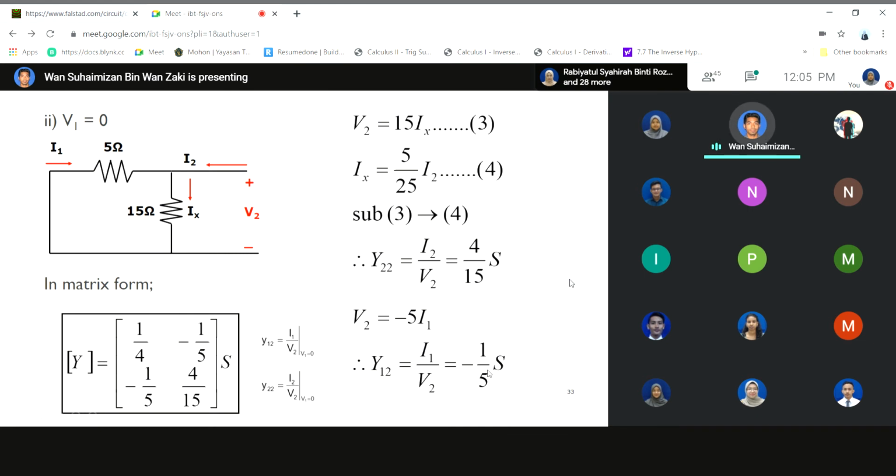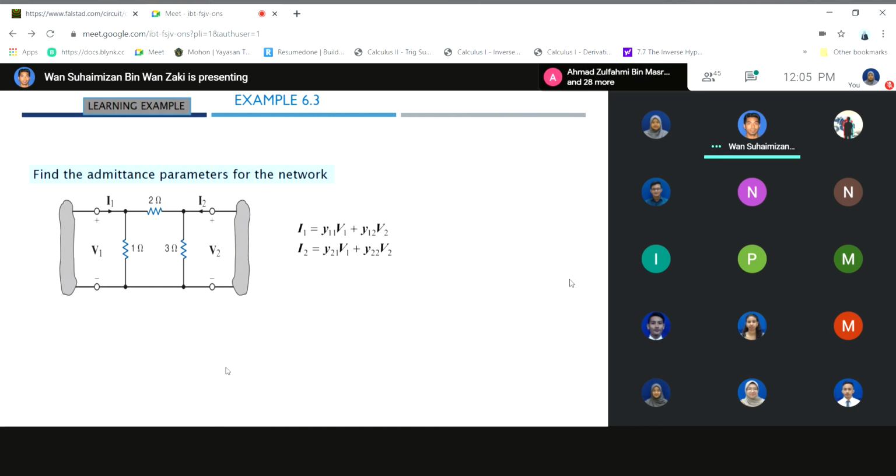After you get all these parameters, put them into the matrix form: 1/4, -1/5, -1/5, 4/15. The unit will be Siemens. Okay. All right. Any question? Okay. Right.